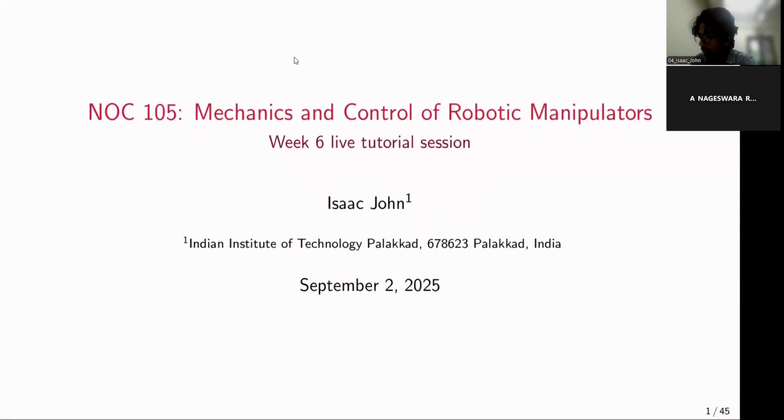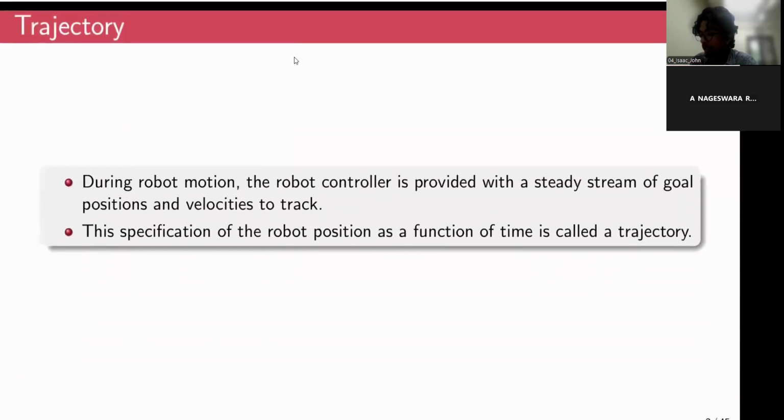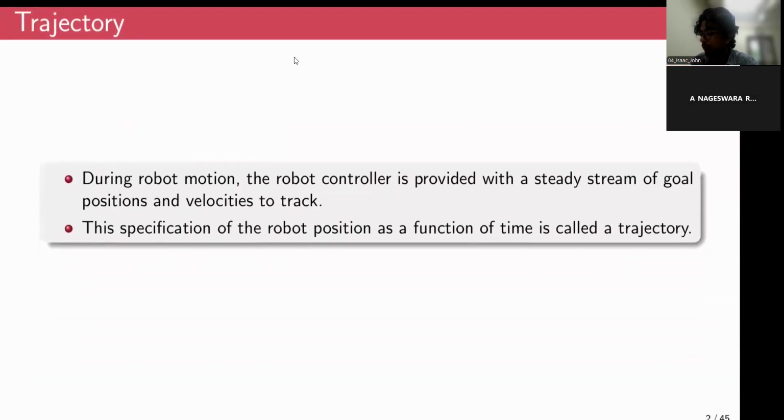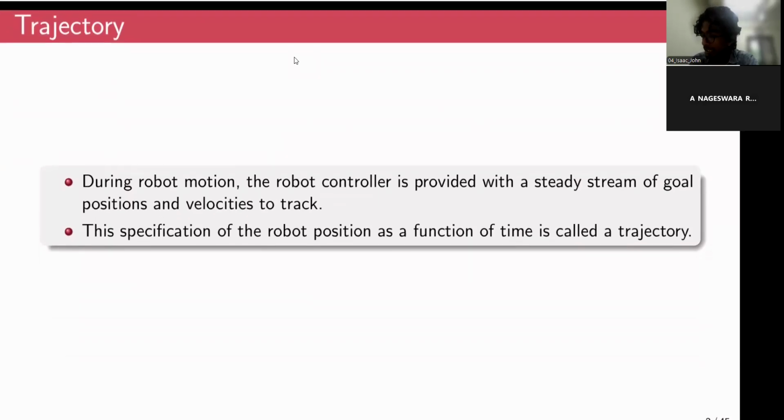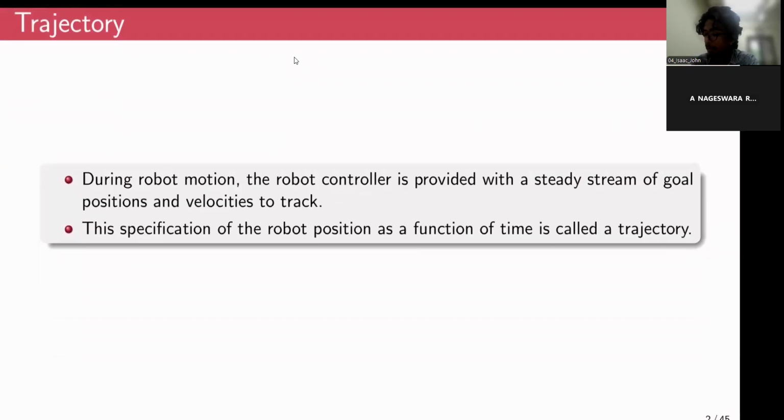So, as before, the first half of the session will be dedicated for a recall of all the concepts that we have discussed, and the remaining part will be dedicated for solving some sample tutorial problems. So, basically, we'll start with the definition of the term called trajectory.